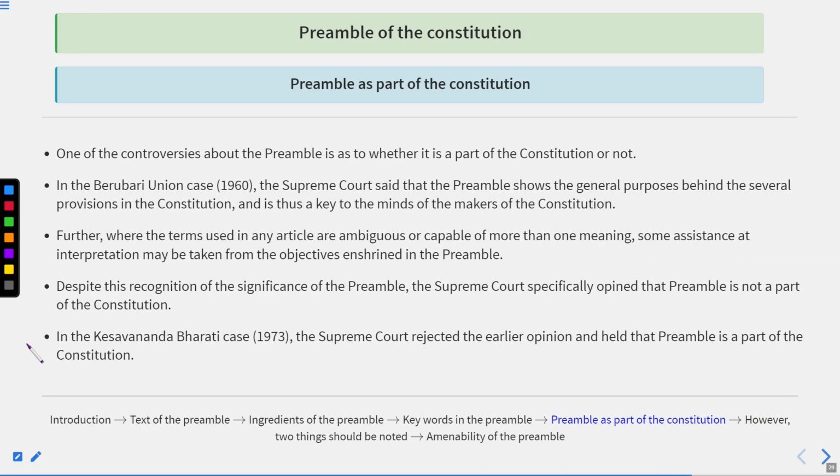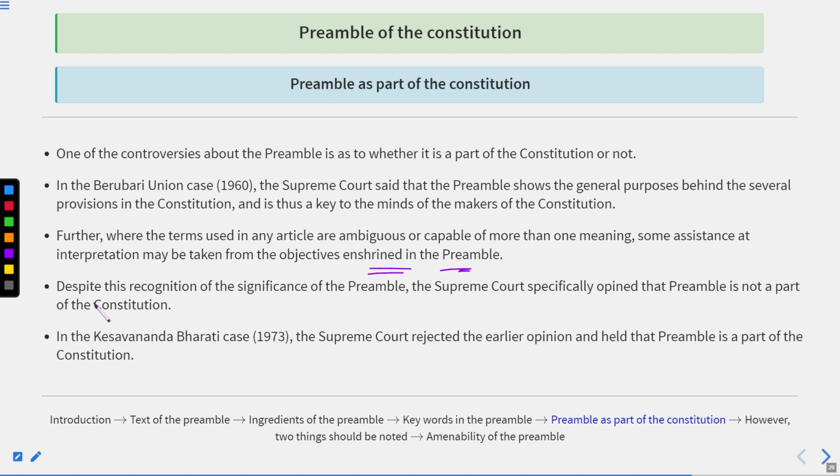One of the controversies about the preamble is whether it's a part of the Constitution or not. In the Berubari Union case 1960, the Supreme Court said that the preamble shows the general purposes behind the several provisions in the Constitution, thus a key to the minds of the makers of the Constitution. Further, where the terms used in any article are ambiguous or capable of more than one meaning, some assistance in interpretation may be taken from the objectives enshrined in the preamble.